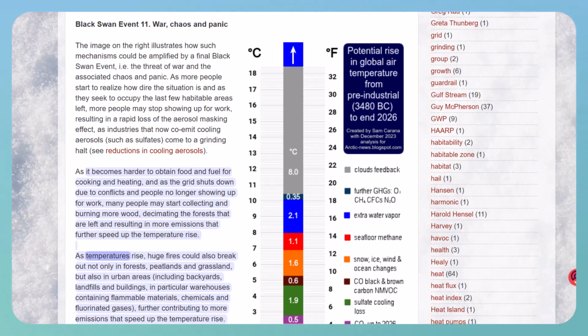As temperatures rise, huge fires could also break out not only in forests, peatlands, and grassland, but also in urban areas, including backyards, landfills, and buildings, in particular warehouses containing flammable materials, chemicals, and fluorinated gases, further contributing to more emissions that speed up the temperature rise.